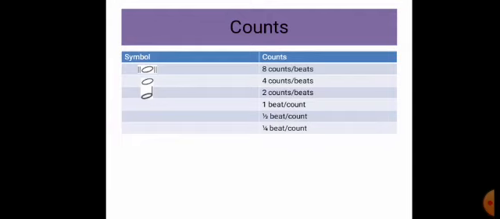So the minim or the half note has 2 counts or 2 beats. A crotchet or the quarter note has a count or a beat. That's 1 beat or a count. The quaver has a half beat or count. And the semi-quaver is a quarter beat or a count.